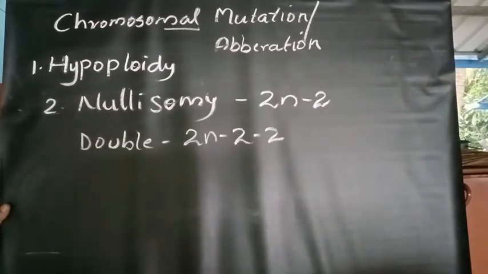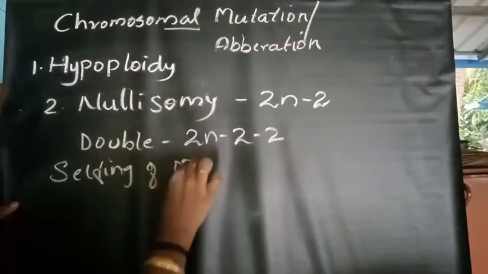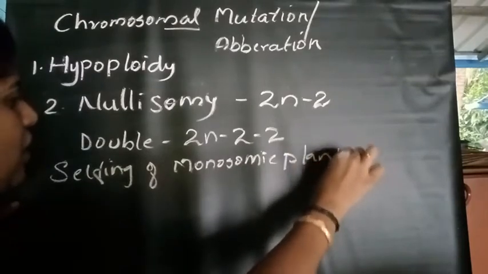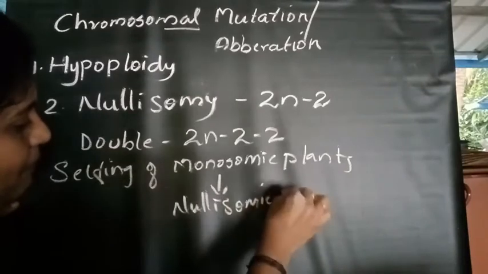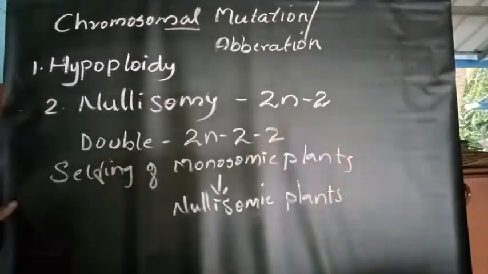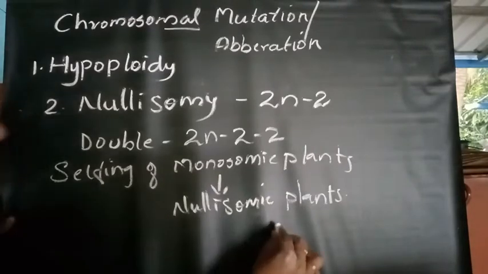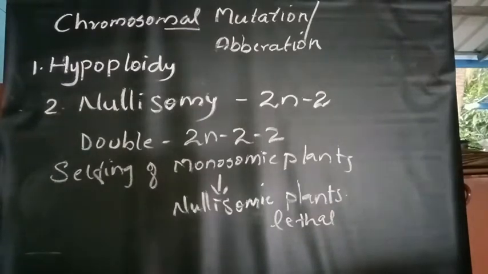Selfing of monosomic plants leads to the formation of nullisomic plants. So if you self a monosomic plant, as a result you can produce nullisomic plants. Usually nullisomic plants are lethal. They may die before they reach maturity or a particular stage. So that is about nullisomy.